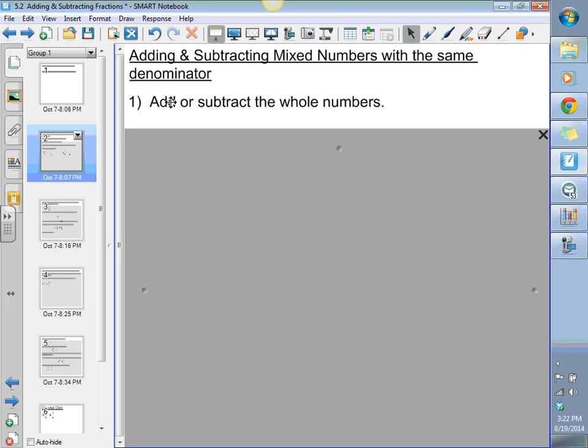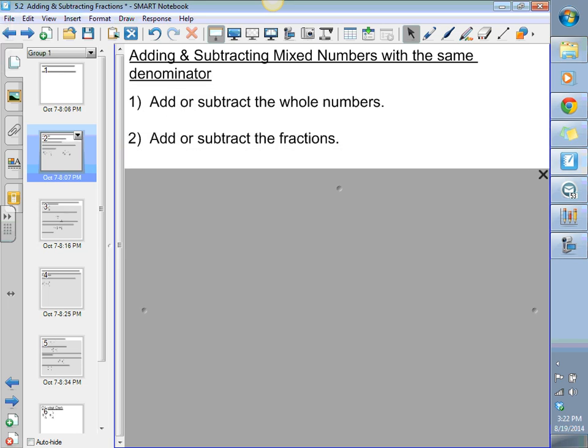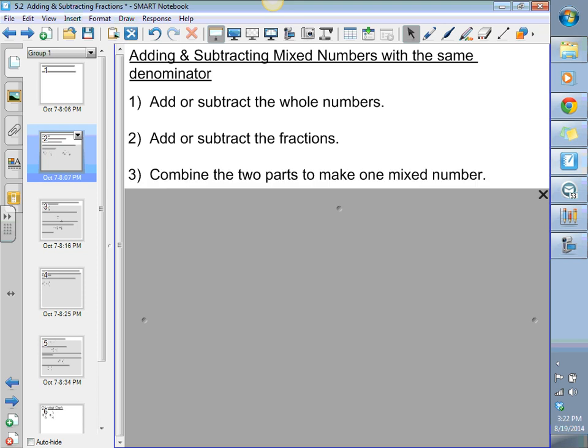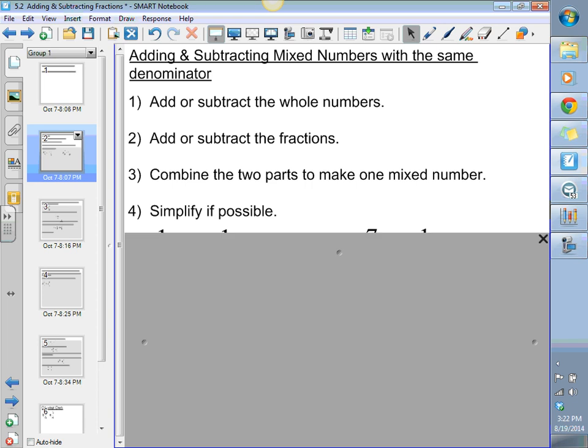First, we add or subtract the whole numbers. Then we add or subtract the fractions. We combine the two parts to make one mixed number. Then we simplify if we can.